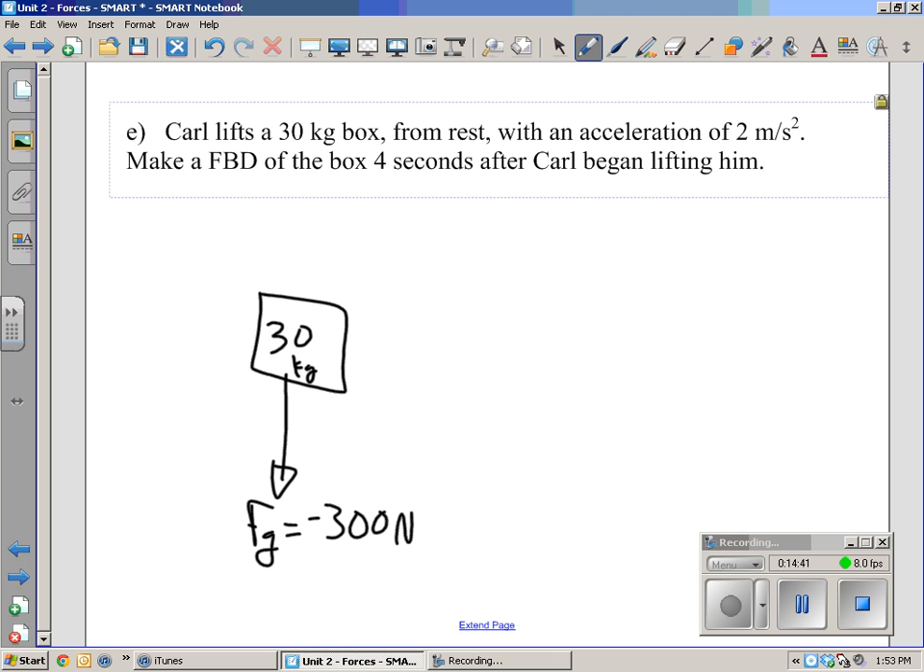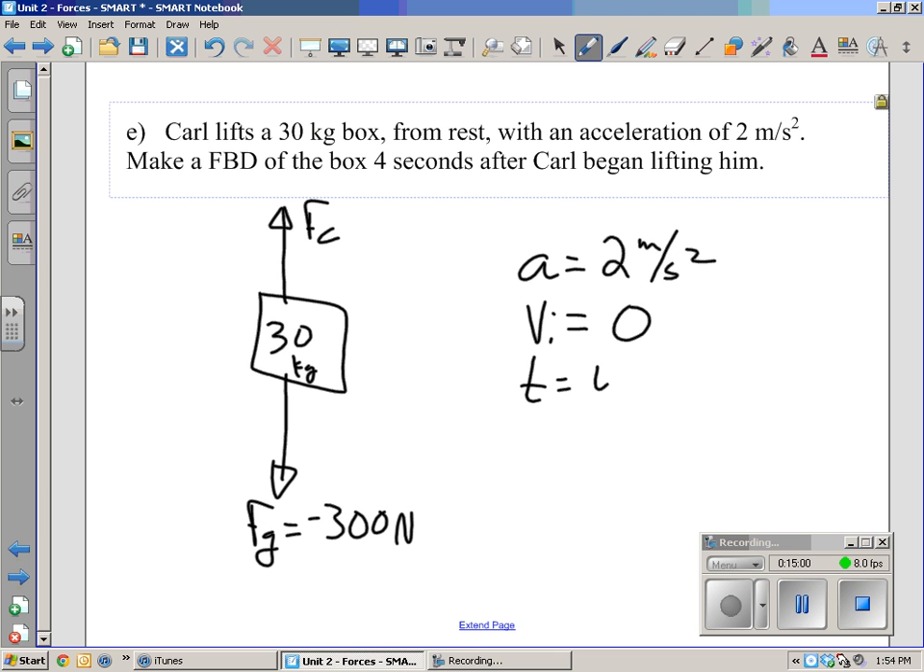Carl is lifting it, right? So there's going to be an upwards force from Carl. We just don't know how much, right? It says he lifts it, but we don't know how much force he's using. I do know the acceleration, though. I also know that he's lifting it from rest, so the initial velocity is 0. Oh, I even know the time is 4 seconds.